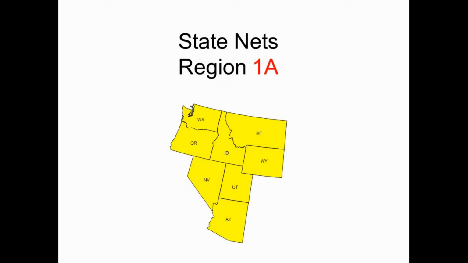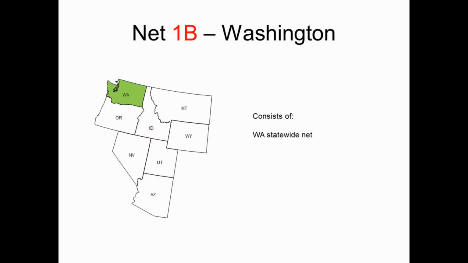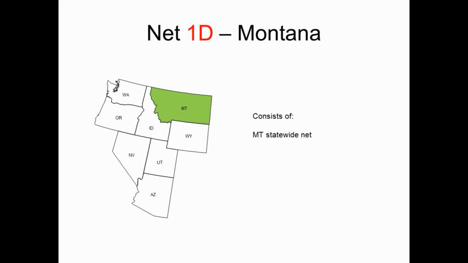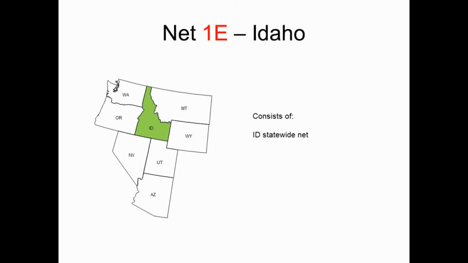Each regional net can be further subdivided into the individual state nets. The first region we're going to look at is the 1 Alpha region. The 1 Bravo net is the Washington State net. The 1 Charlie net is the Oregon State net. The 1 Delta net is a Montana State net. The 1 Echo net is the Idaho State net.